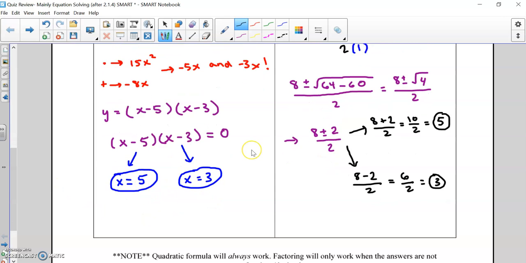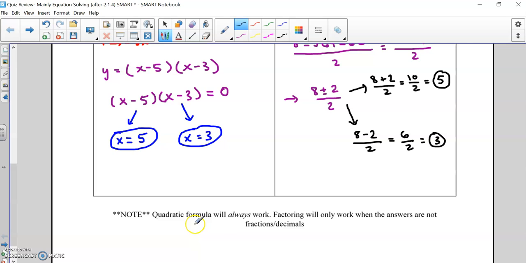So it's up to you which method you want to use. I do want to note down here that quadratic formula will always work, regardless of what the quadratic equation is. Factoring will only work if your answers in the end are going to be whole numbers and not like fractions or decimals.